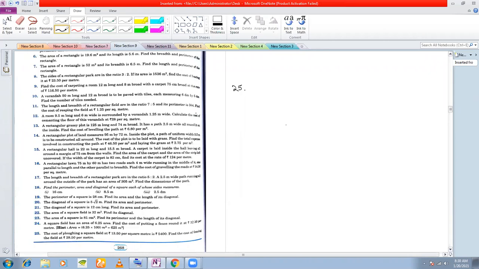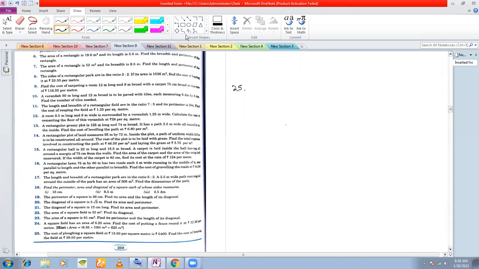But here, area is not given to you directly. What they have given you is the cost. From this cost, you will have to find out the area. In the problems that we have done till now, you are finding out the area and then you are finding out the cost. But here, the reverse is the case, where the cost is given. Now you will have to find out the area.